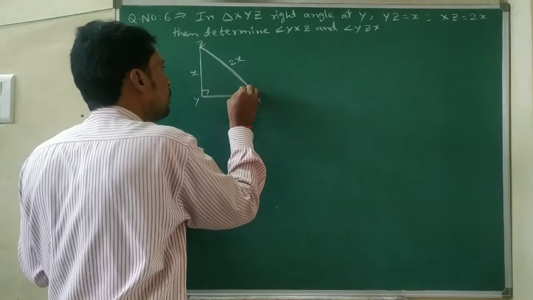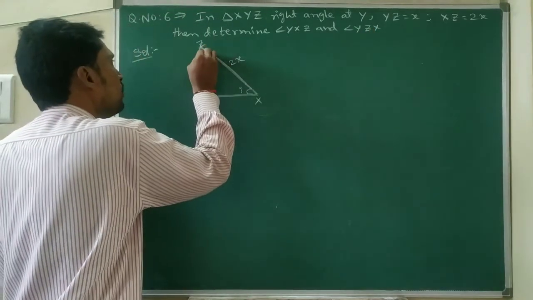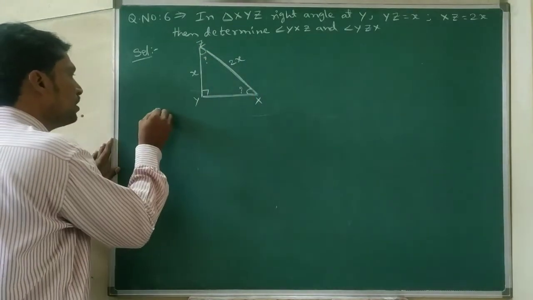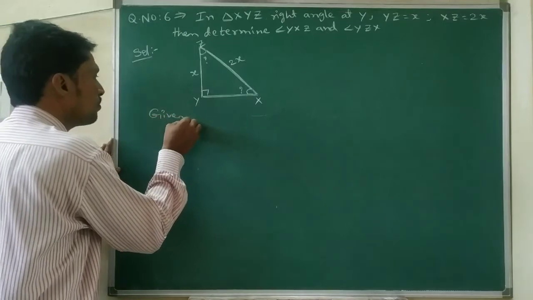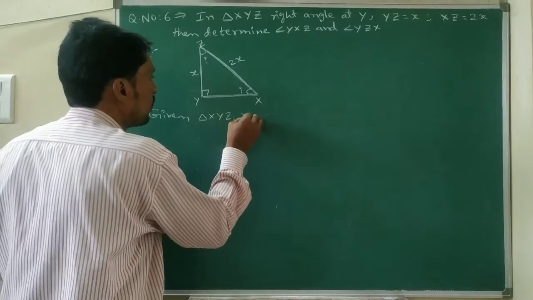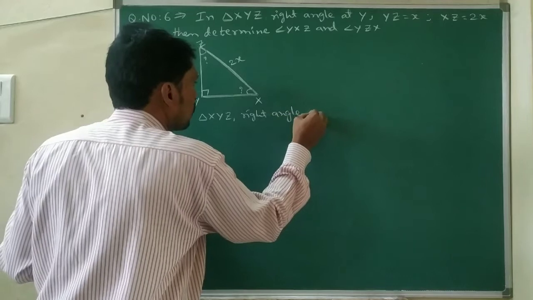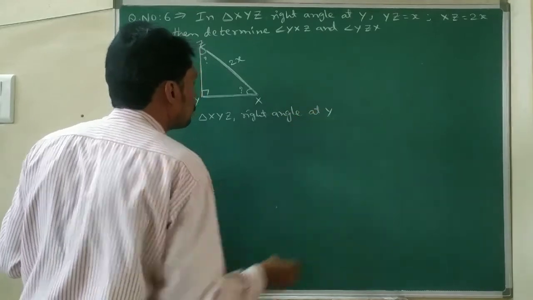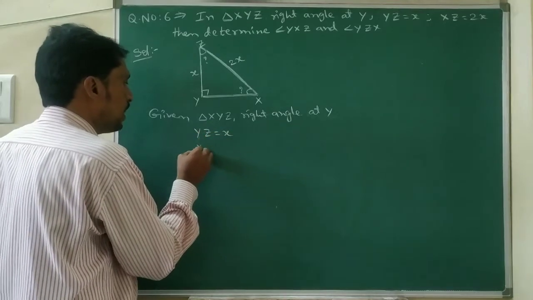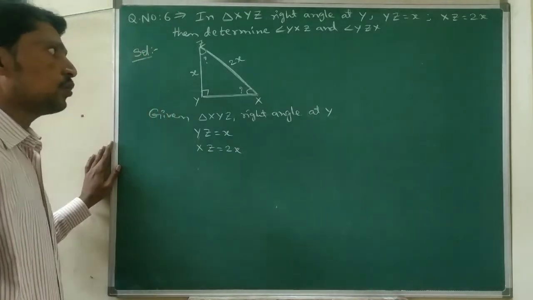YXZ means this angle we need to find, and YZX means this angle we need to find. So see here what is given. Given: triangle XYZ, right angle at Y, and YZ equals X, XZ equals 2X.